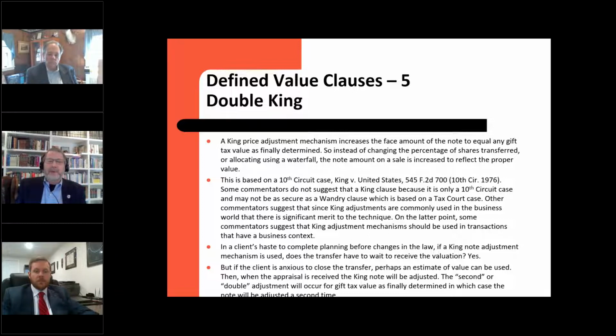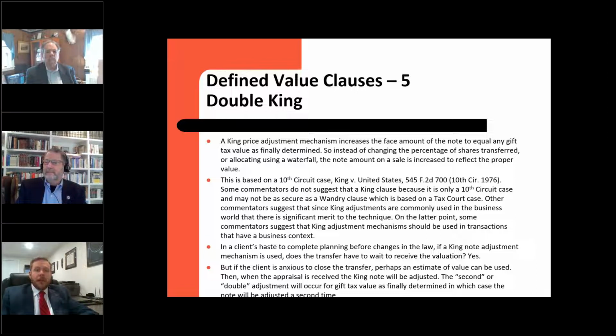Tom, do you want to explain the double King, or do you want me to do that? So the idea behind the double King is, well, an initial King. Let's explain a regular King first. But the idea of a King is that rather than adjusting the percentage that was transferred and having a fixed dollar value, you're adjusting the amount that was sold, and the promissory note that was a part of it. So let's say you had a $10 million promissory note, but on value adjustment, it was determined it was worth double that. Well, you're going to adjust the promissory note to $20 million.